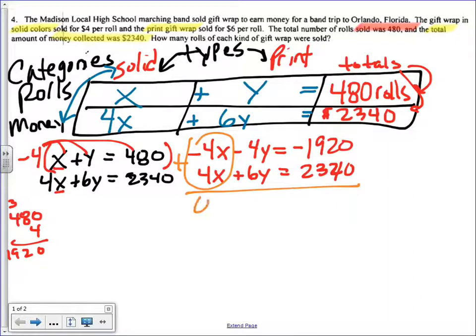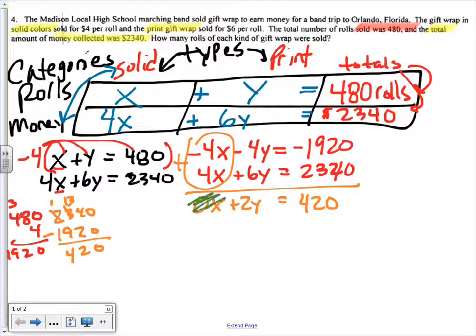So negative 4 plus 4 is 0x. Negative 4 plus 6 is 2y. And then negative 1920 plus positive 2340. Again, I have to do some margin math here. 2340 minus 1920, different signs, so we subtract. That's 420. Okay? And what happens to 0x? It becomes eliminated. And then to get y by itself, we divide by 2.